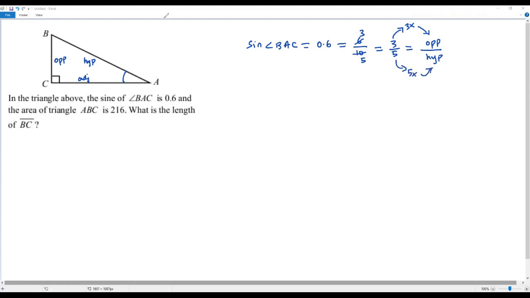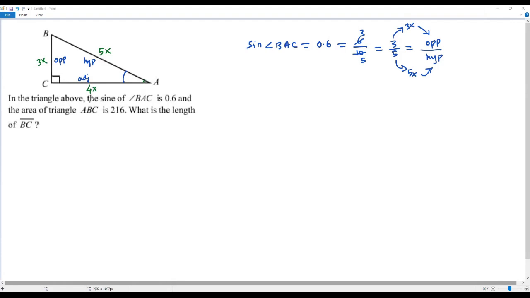Okay, now let me mark it on the triangle over here. The length of the hypotenuse is 5x, that is the length of the side AB. And we know that BC is the side opposite to this interior angle, and the length of this opposite side is 3x. Actually, this is a 3, 4, 5 right triangle, because the length of the leg BC is 3x, the length of the hypotenuse is 5x, and the length of the remaining leg AC has to be 4x because the triangle is a 3, 4, 5 right triangle.